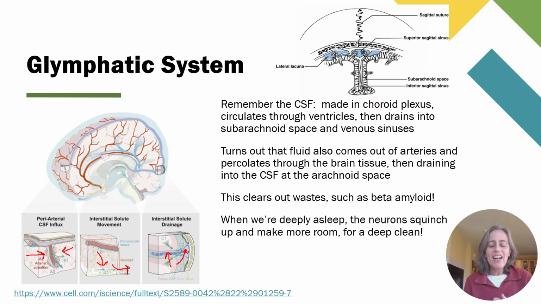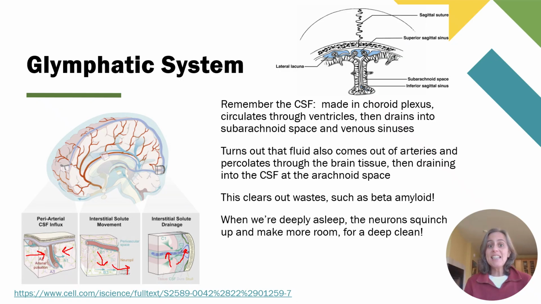And it turns out that it clears out lots of wastes that accumulate, including beta amyloid, which we learned last unit is one of the things that is driving the pathological process that we see in Alzheimer's disease. Remember, ultimately it reaches a tipping point, and then you get the tau tangles, and then you get neuron cell death, and then you get all the problems.